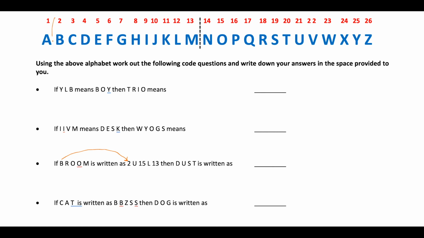Straight away we can notice the relationship is number 2 is the second letter in the alphabet. R to U. R, U, 1, 2, 3, plus 3. O and 15.